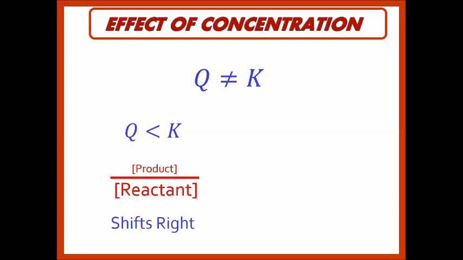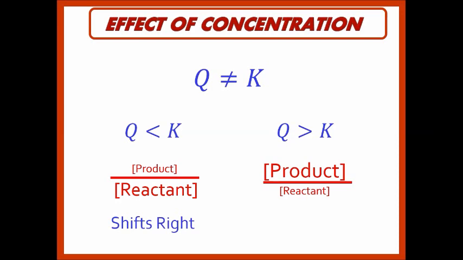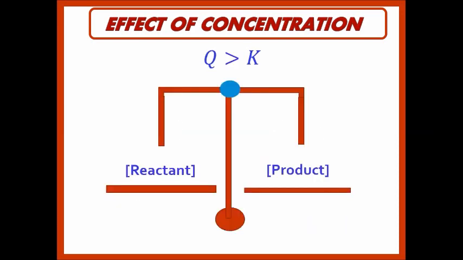In the opposite scenario, where the disturbance results in a Q that is greater than K, the product concentration is larger than it would be at equilibrium, while the reactant concentration is smaller. In order to minimize this disturbance, the reaction must shift to the left to reestablish equilibrium. Let's take a closer look into what types of concentration changes would cause each scenario.